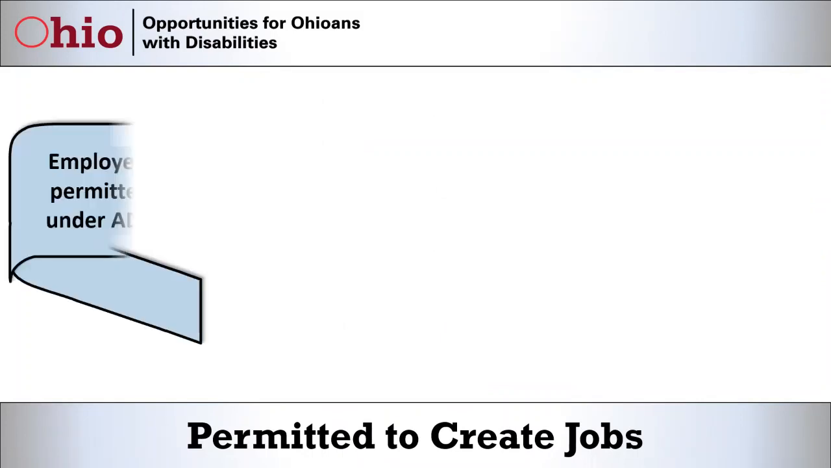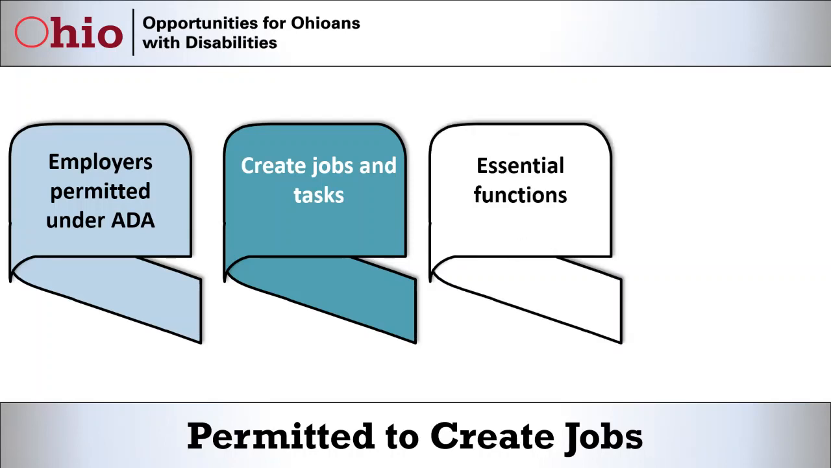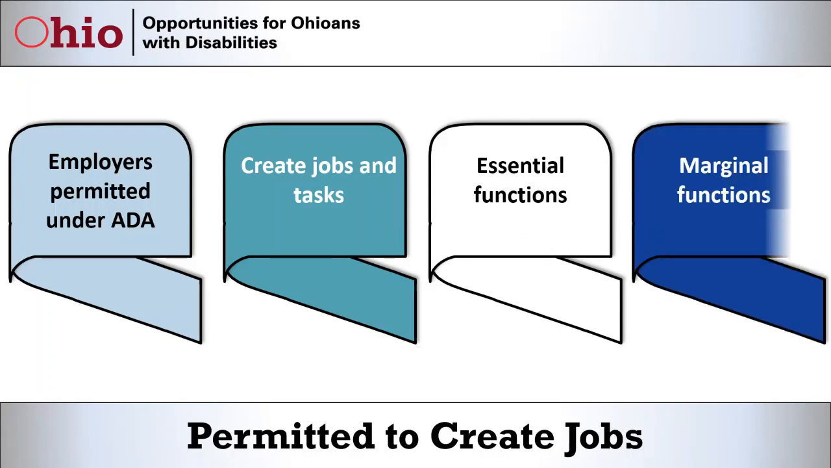Are essential functions inclusive of all the aspects of a job? Dustin, the EEOC does provide guidance, but first I'd like to address that employers are permitted under the ADA to create and change their jobs and the tasks that are required to perform them. These tasks are typically a combination of essential functions and marginal functions. We know the essential functions are those main duties the job was created to perform, and the marginal functions are those less critical tasks of the job.